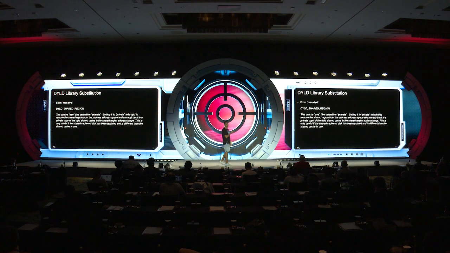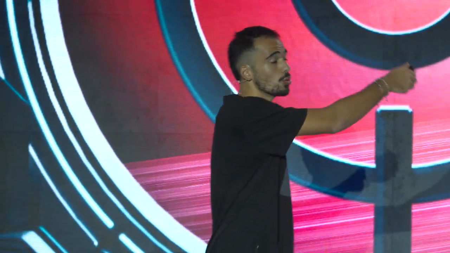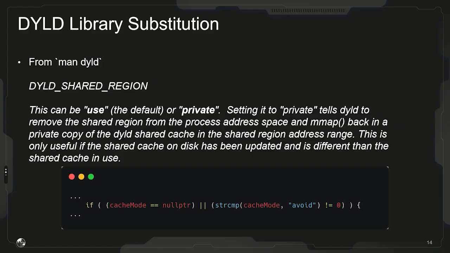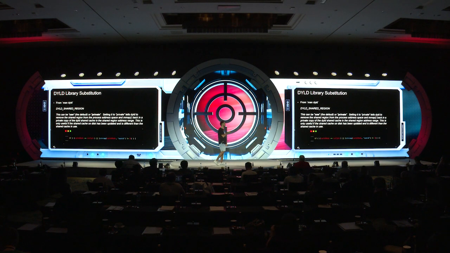When I was auditing this code, I stumbled upon this interesting variable. It's DYLD shared region. It's basically a variable to instruct DYLD on how to load system libraries from the shared cache. Its value can be either use or private. Well, yes, but actually not. I audited the DYLD code, and I found this other supported value, undocumented, namely avoid. So I wondered, what does avoid do here?